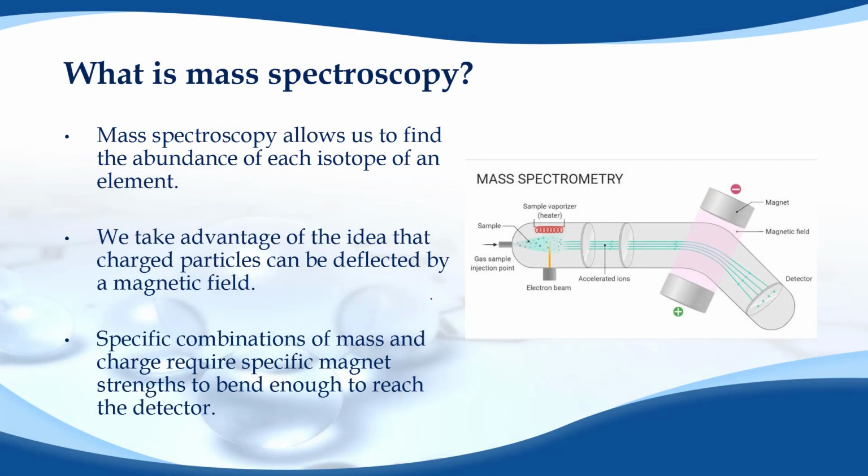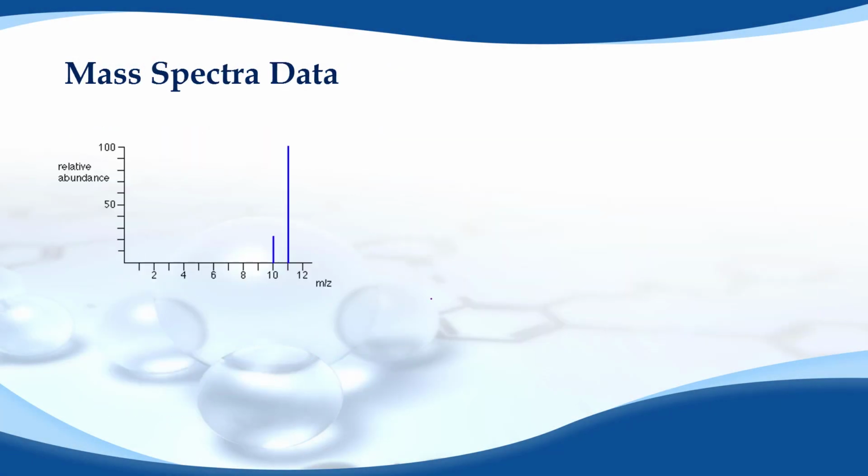Okay, so now that we've had a chance to see how mass spectroscopy actually works and the type of data that it will give us, a graph, we'll use that graph to help determine the atomic mass of an element. What we have here is the mass spectra of the element boron. We have two peaks on boron because there are two isotopes, an isotope with a mass of 10 and an isotope with a mass of 11.